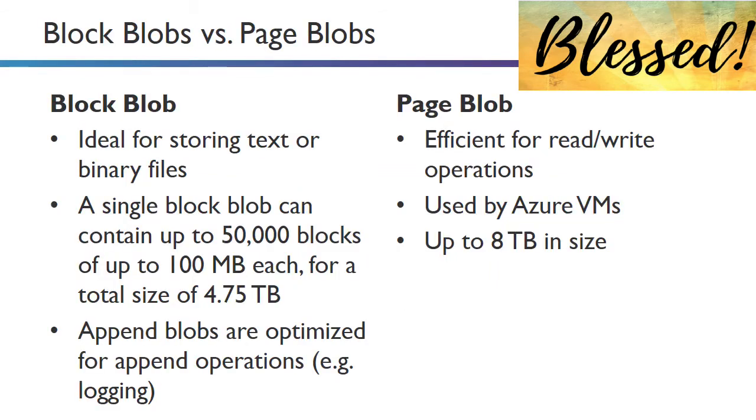You may be asking, okay, well, what is the difference between a block blob and a page blob? So a block blob, again, is ideal for storing text or binary files. Again, those are those images and video files. A single block blob can contain up to 50,000 blocks of up to 100 meg each for a total size of 4.75 terabytes. So that's a single image, ultimately, could be 4.75 terabytes. Append blobs are also there, and they're optimized for append operations, for example for logging. Now, you may see that difference between blob creation and append blobs, and that's just important from that perspective.